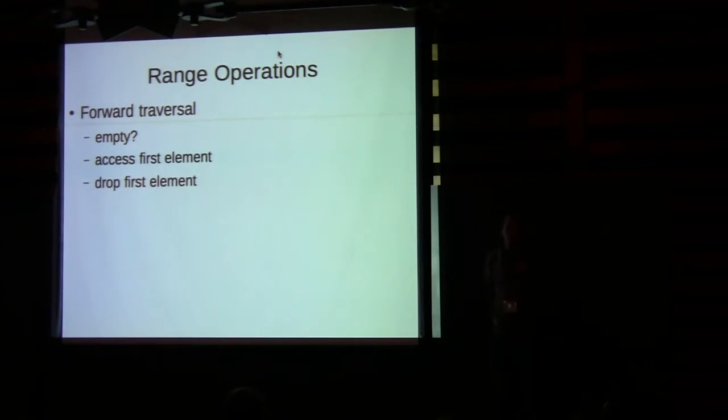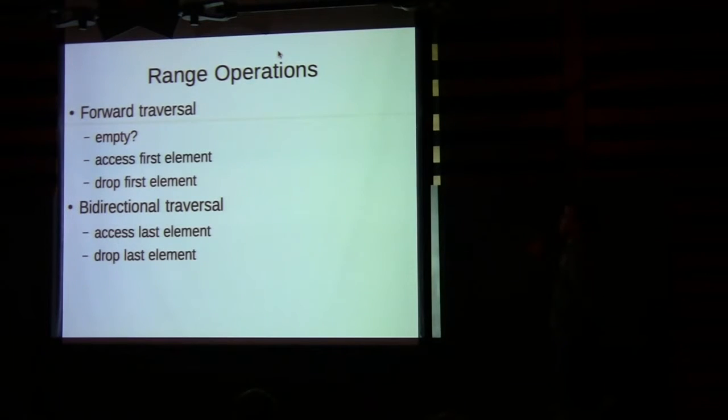So the simplest range is just forward traversal. It has 3 operations. Is it empty? Get me the first element of the range. Drop the first element of the range. And that's completely isomorphic to a forward iterator: compare it to the end iterator, dereference it, increment it. That's all there is.